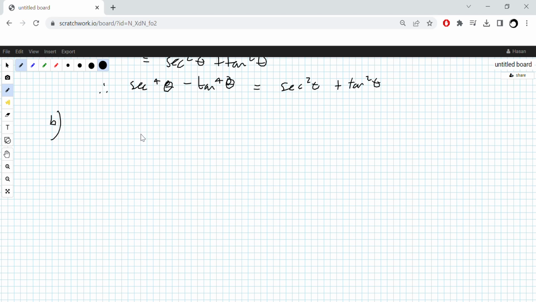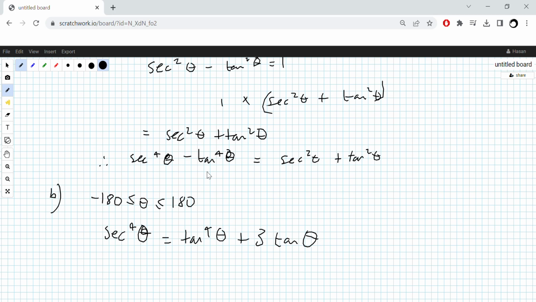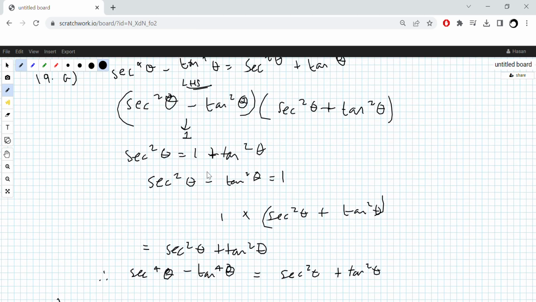With part B, in these types of questions, you can do them without doing part A, because it relates to part A already. So the interval is minus 180 to 180. And they've said sec to the power of 4 theta equals tan to the power of 4 theta plus 3 tan theta. Somehow this relates to part A.